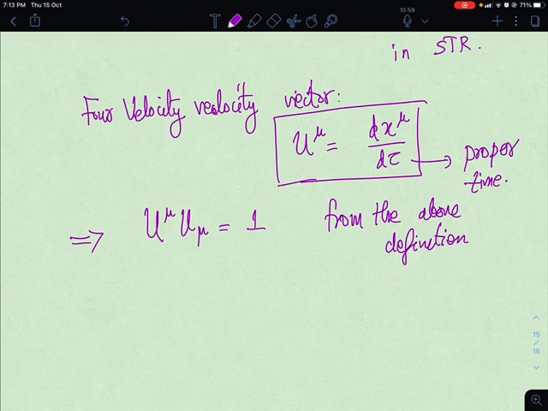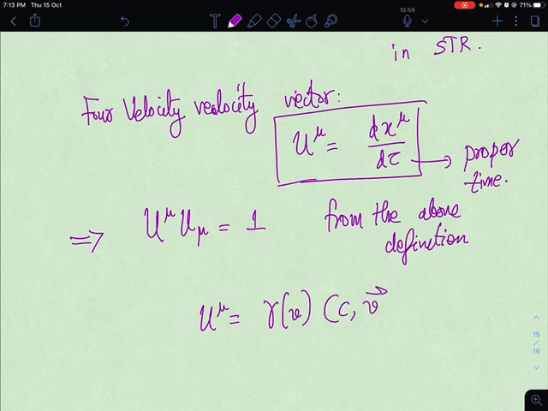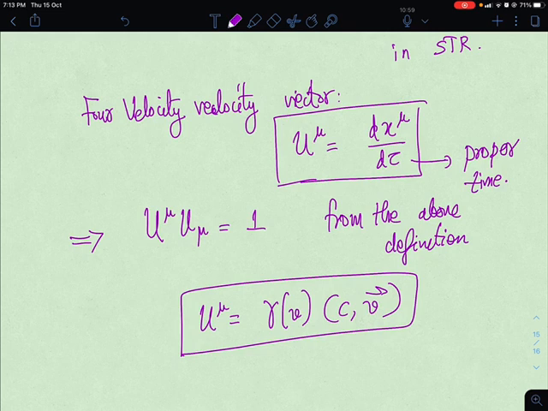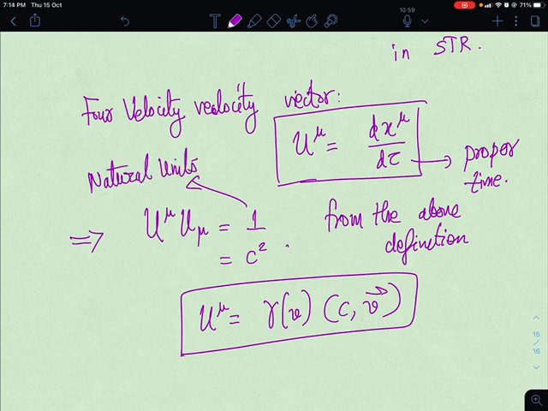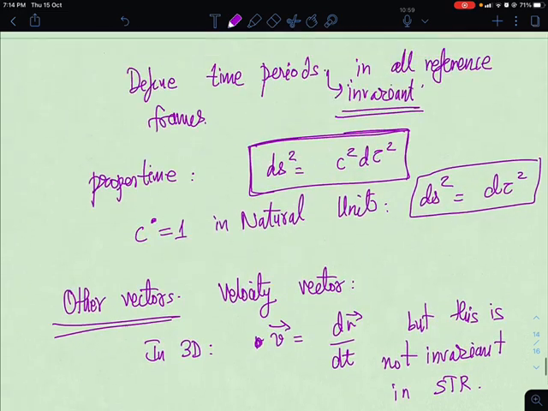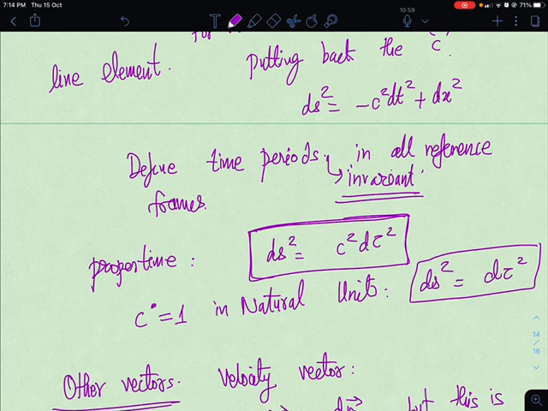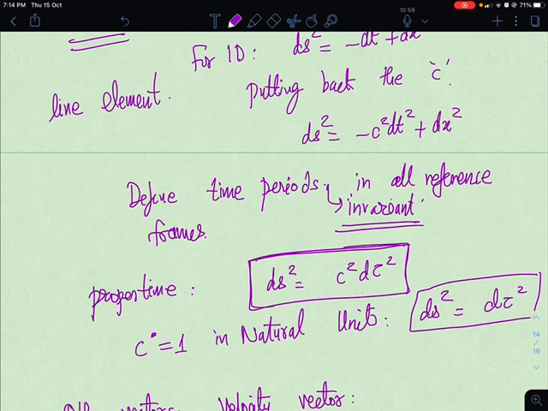Now, if you want to write it in terms of the four-velocity, expanding it, u mu is equal to gamma times (c, v bar), where v is the velocity. Here c is the speed of light, which is 1 in natural units. This is fine.